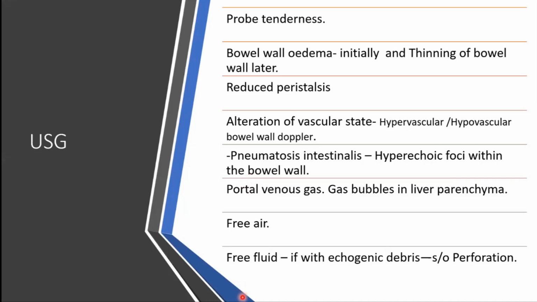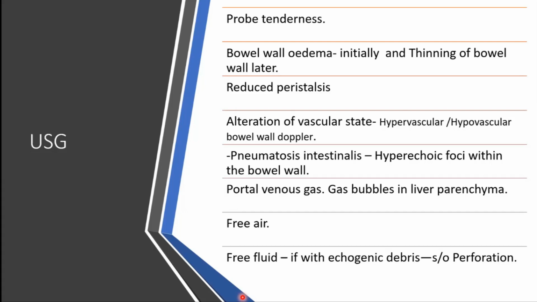Apart from the X-ray, ultrasound also plays its role in diagnosis and is a good tool. If you see probe tenderness, that is also suggestive of a tender abdomen, and you can detect that some inflammatory pathology is going on. In initial NEC, there will be bowel wall edema, and later on, you can identify thinning of the bowel wall. You can find reduced peristalsis on ultrasound. There will be altered vascular state. In the initial stage of NEC, it will be hypervascular, while later it may be hypovascular.